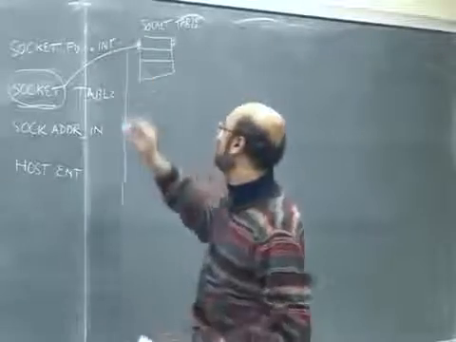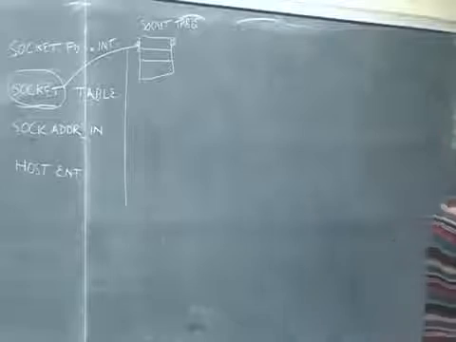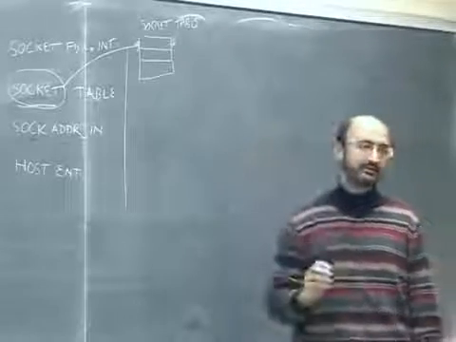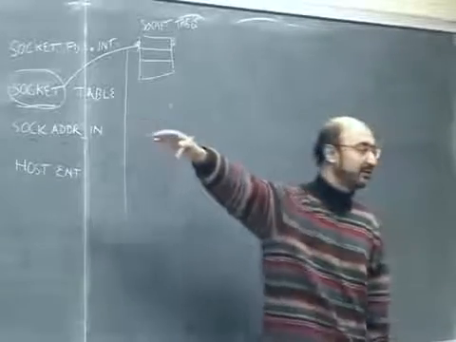It's an int because it's the index into the socket table. So socket FD is like 3 or 5 or 2, and it just points into the socket table, which really has all the information over there, okay? The second thing, okay, any questions about the socket table, right?